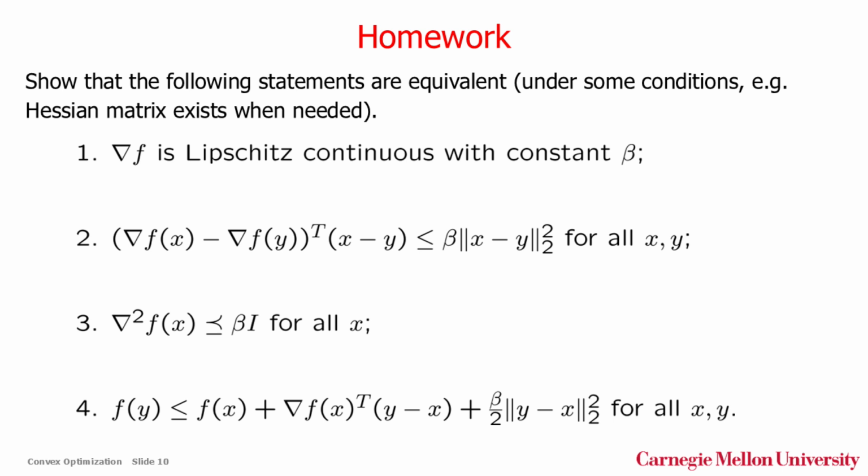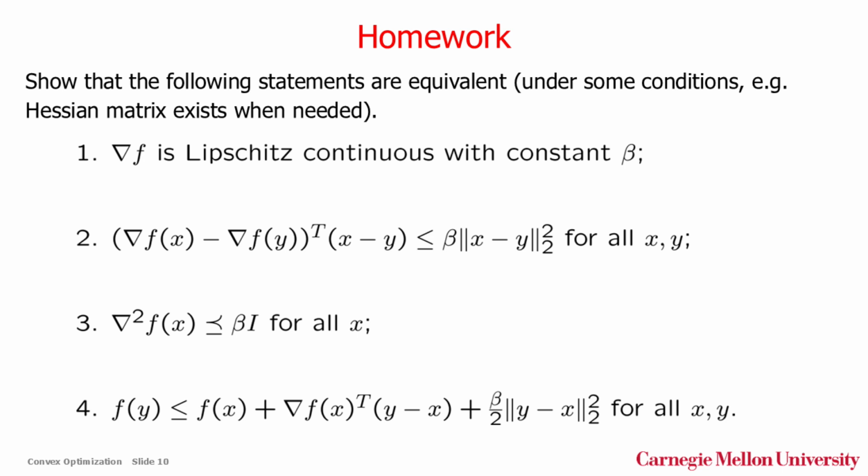When we make the assumption that the function is beta smooth, that is, the gradient of function f is Lipschitz continuous with parameter beta, then several important inequalities will hold. It will be a homework exercise to prove these inequalities. These inequalities are important because often we can use these inequalities to derive convergence rates of the algorithms.